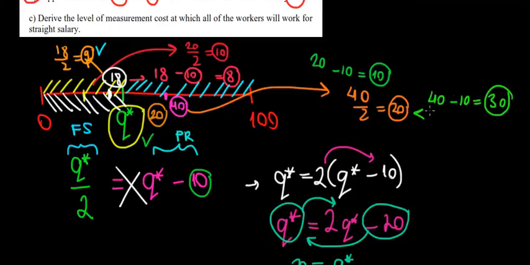So 30 is greater than 20, meaning that on that range, indeed, the people will go for the piece rate, because their productivity is high enough to compensate for the cost of measuring their result, which is just 10 euros. So at the end of the day, it's worth it for them to go for the piece rate instead of the fixed salary. Hope this makes sense. In the next video, we'll finish the question.